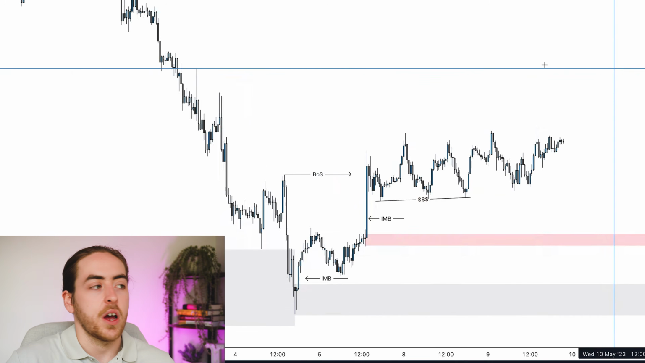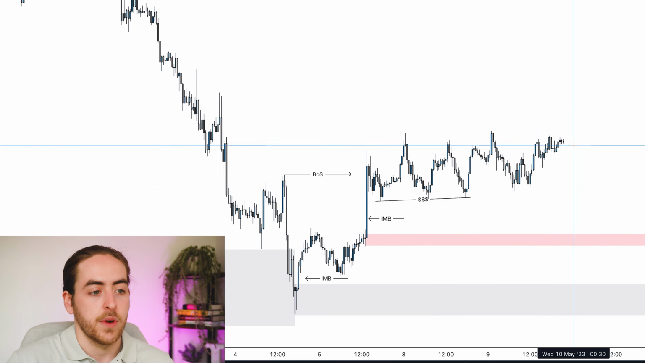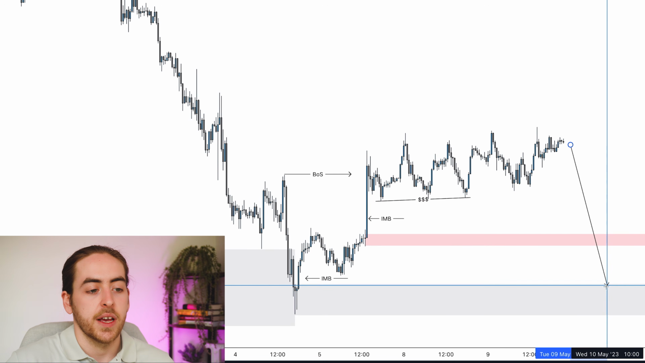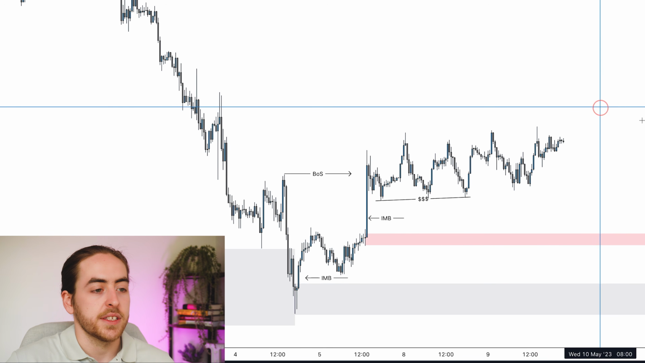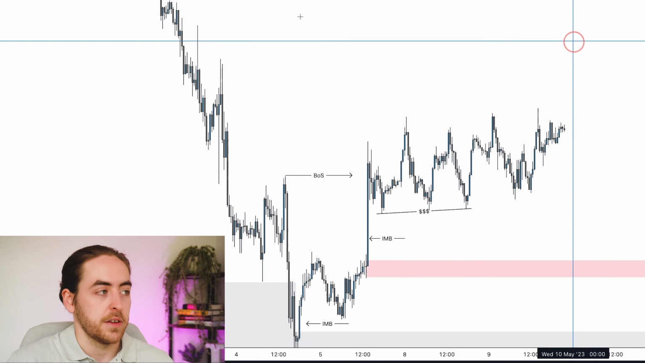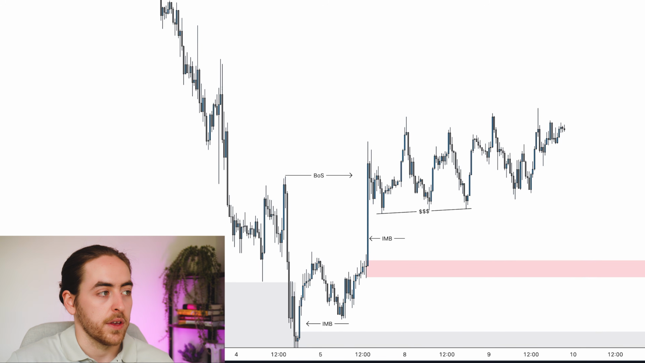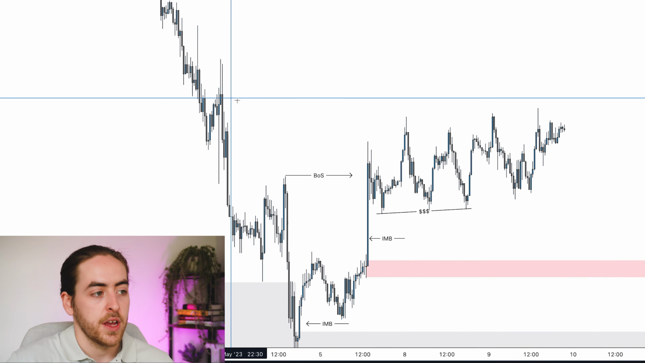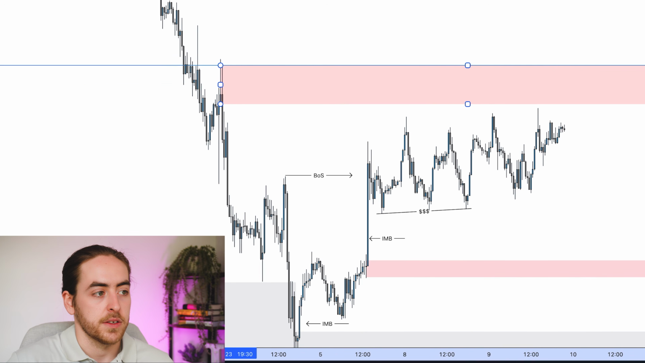So with this picture built, I was very confident in taking price down at least to this level and most likely down to this level. Now, this actually set me up with a cool idea for a sell trade, and that came after the market swept out the highs of this range and traded into this 30-minute supply.